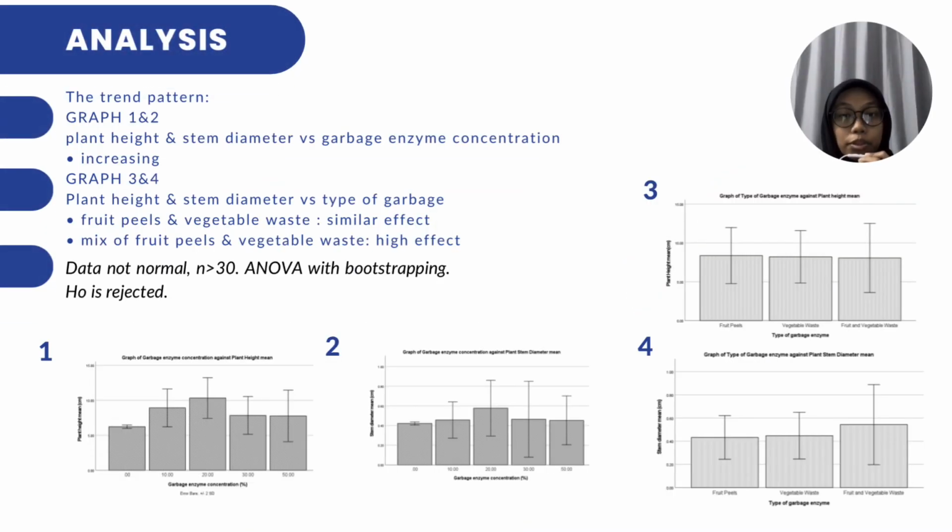The graph was plotted from the data collected. We can see that in the graph of plant height and stem diameter against garbage enzyme concentration, there is a general increasing trend from 0% to 20% of garbage enzyme concentration, whereas for concentrations after 20% there is a decrement of plant height and stem diameter.